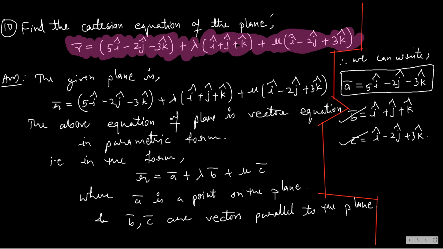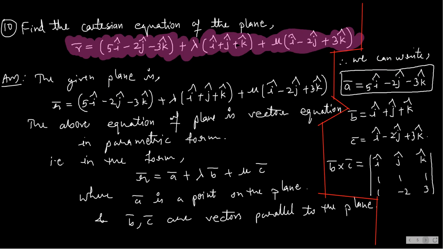But we need one point on the plane and a vector perpendicular to the plane, for which I will have to take the cross product of these two vectors. So I will go for b bar cross c bar. It will be the determinant with rows i cap, j cap, k cap; 1, 1, 1; 1, minus 2, 3.